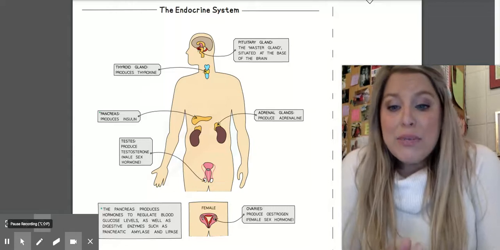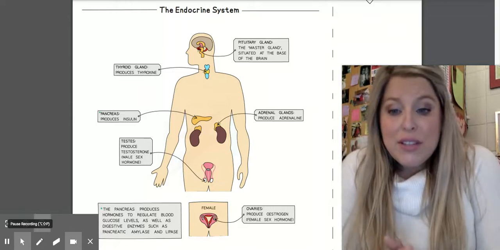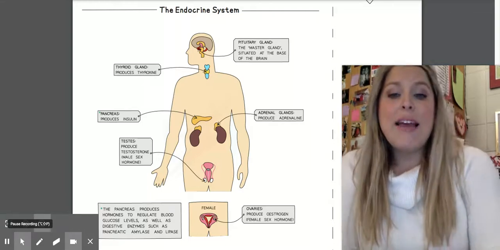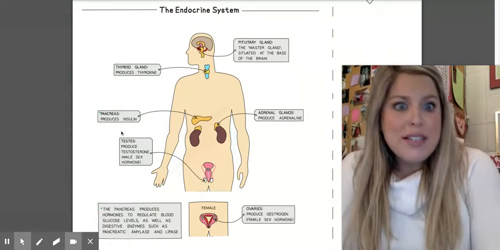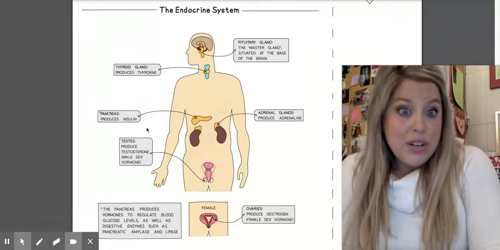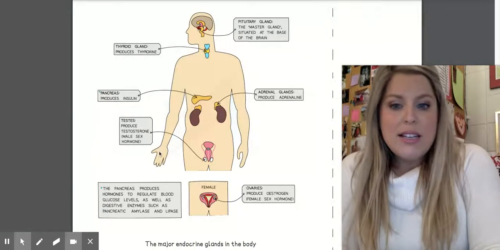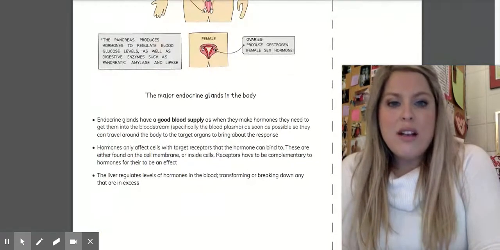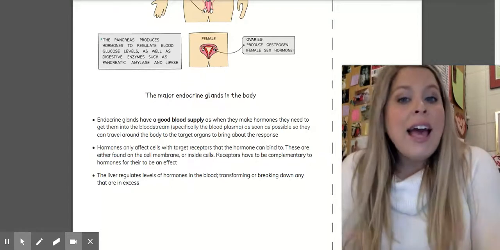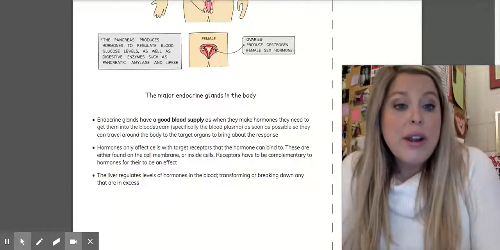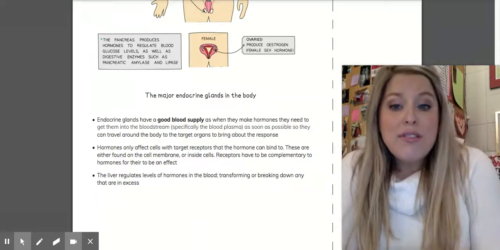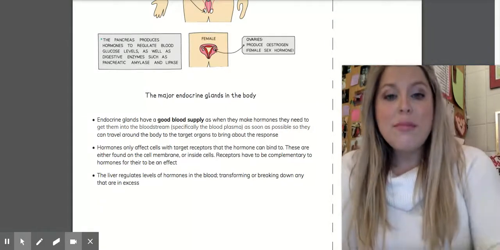The pancreas produces hormones to regulate blood glucose levels as well as digestive enzymes such as pancreatic amylase and lipase. So it's important to note the pancreas does a lot of important things. It's not just the insulin producer. It has some roles in the digestive system, which you might remember from Unit 7. When we're looking at all of these glands, just remember great blood supply, great blood flow to all of these glands, because these hormones have to travel through the bloodstream.